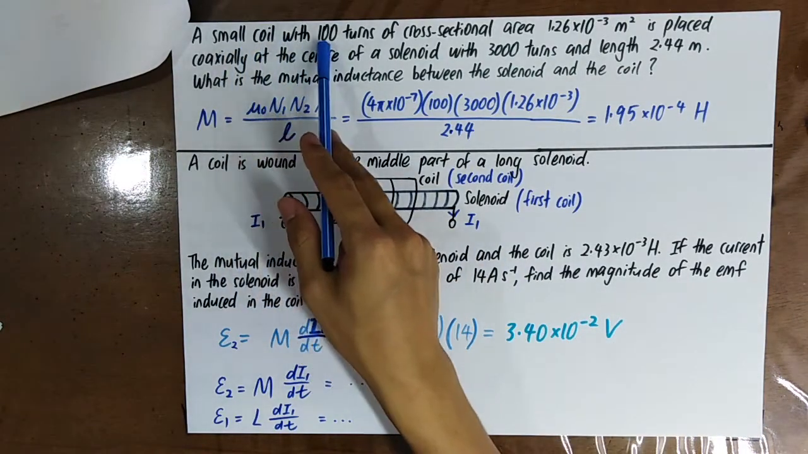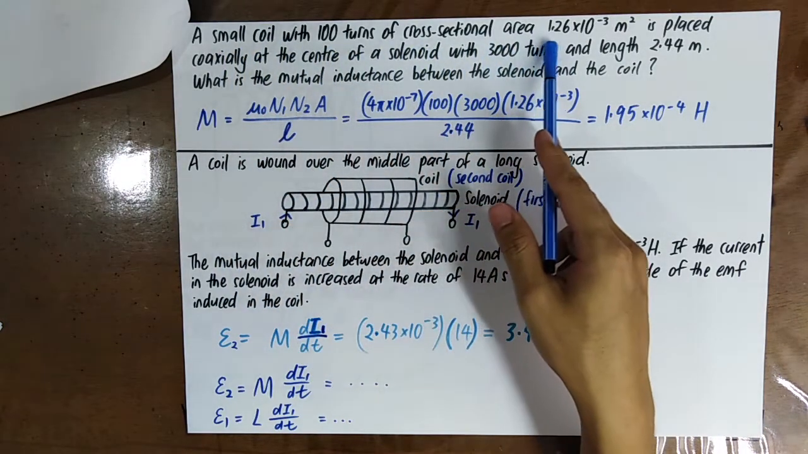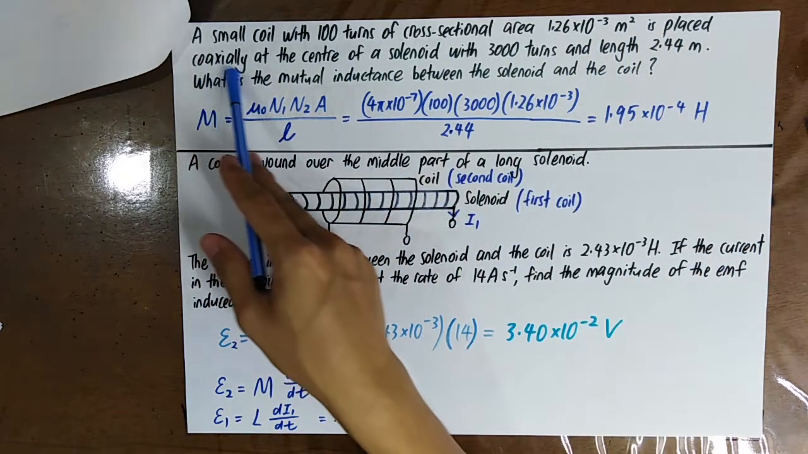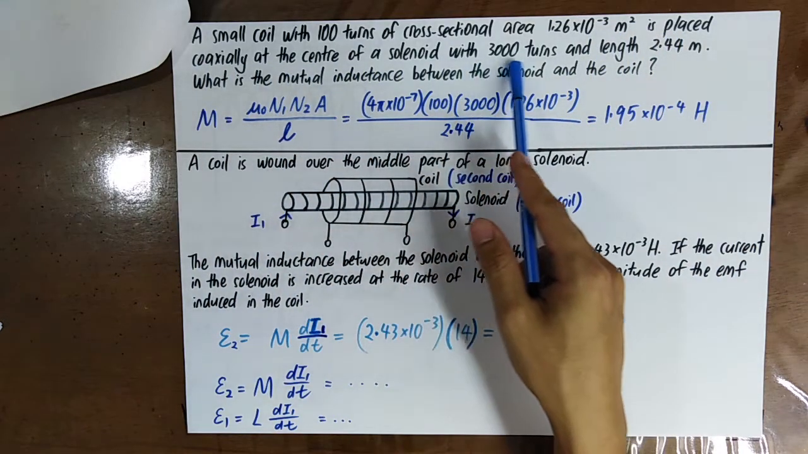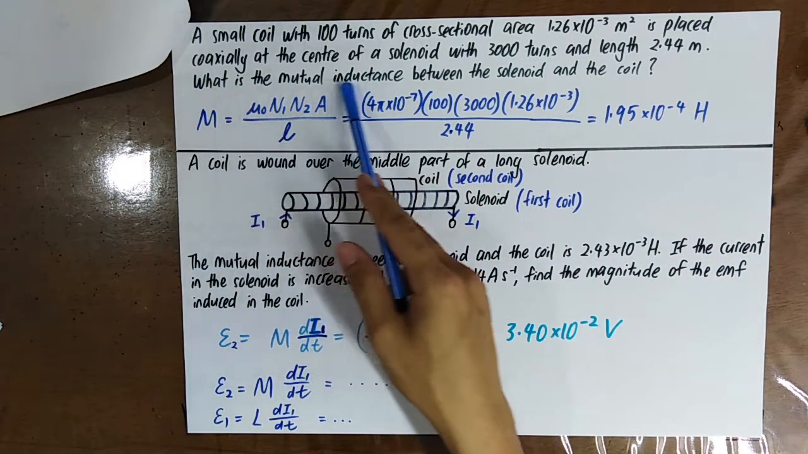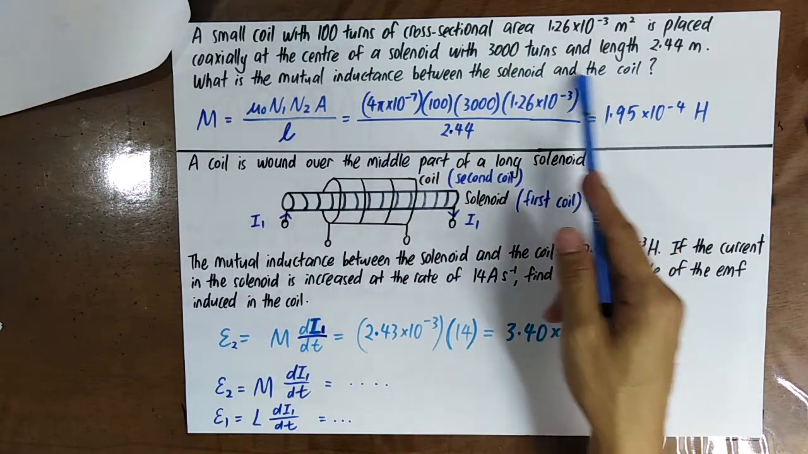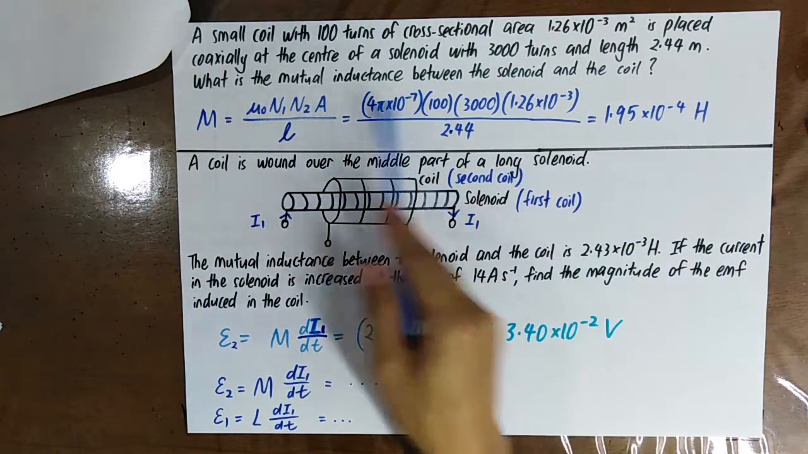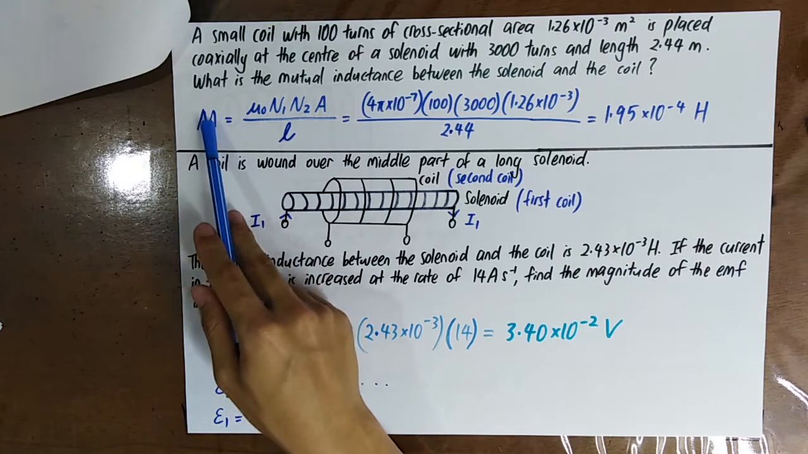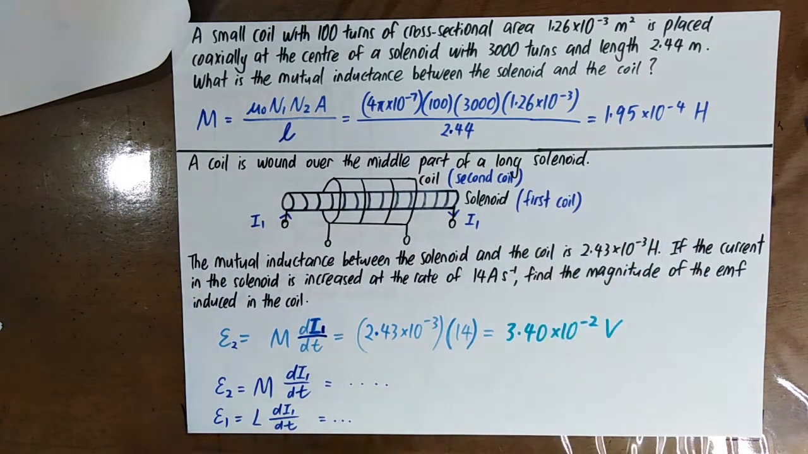A small coil with 100 turns of cross-sectional area 1.26 times 10 power negative 3 meters squared is placed coaxially at the center of a solenoid with 3000 turns and length 2.44 meter. What is the mutual inductance between the coil and the solenoid? So you use the formula to get the numerical value of the mutual inductance.